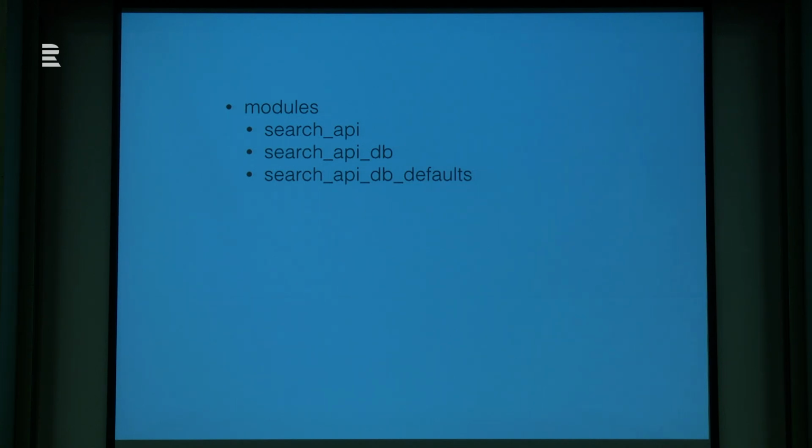And we also have DB defaults. This depends on the standard installation profile, and if the content types of the standard installation profile are found, then we create a server, we create an index, we create a view to be used as a display. We already index the title and the body, and make sure that it's actually relatively easy and fast to get started.